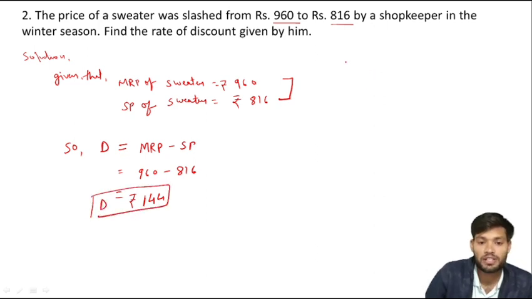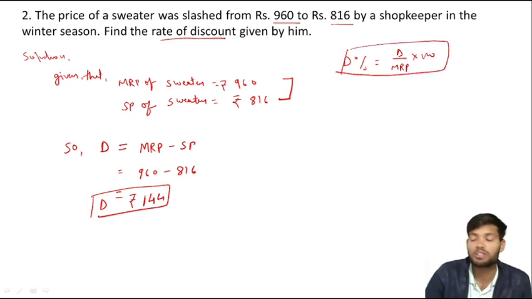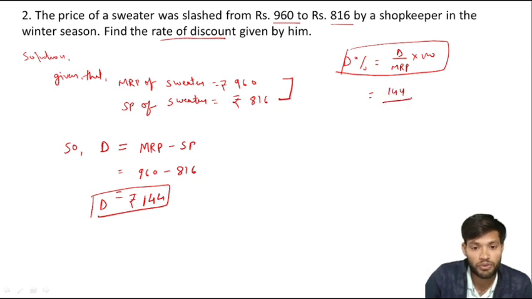Now discount percent is equal to, the question says find the rate of discount given by him. So discount percentage is equal to discount by MRP into 100. Discount is always calculated on the MRP, while profit and loss are calculated on the CP. So discount is 144 and MRP is 960, into 100.